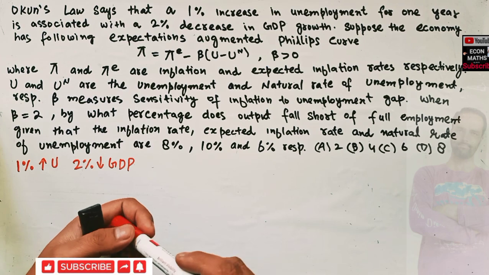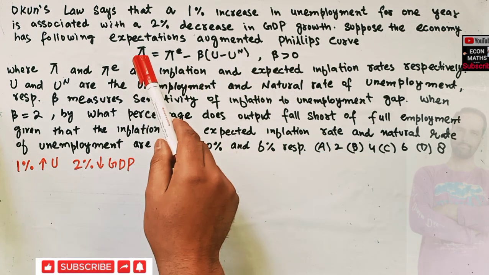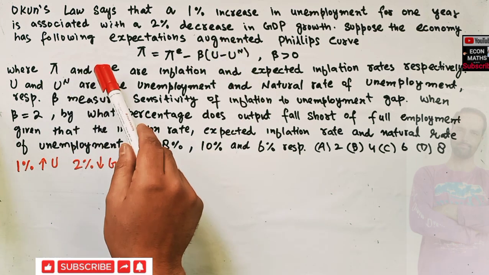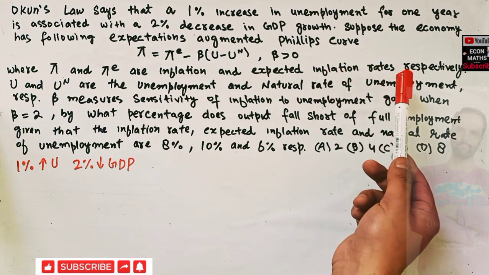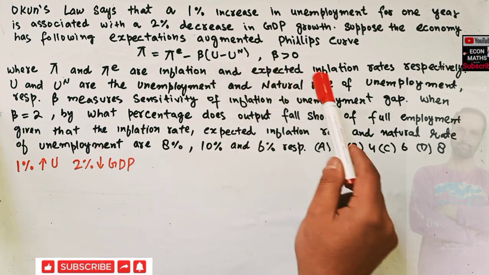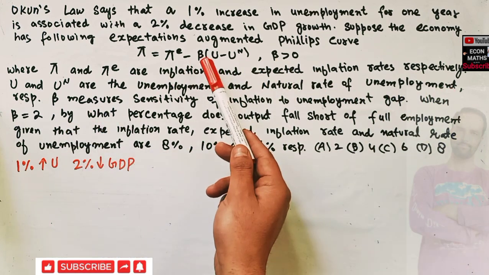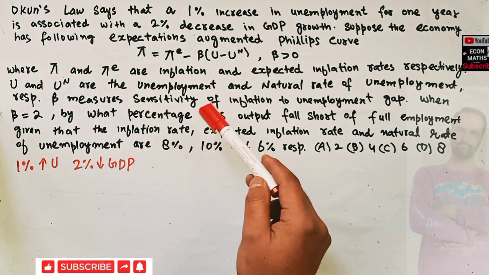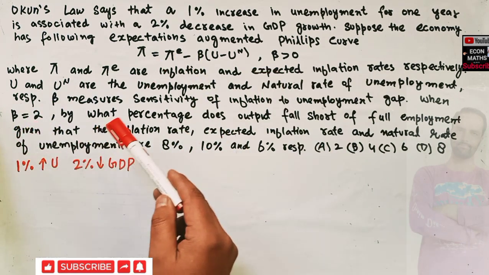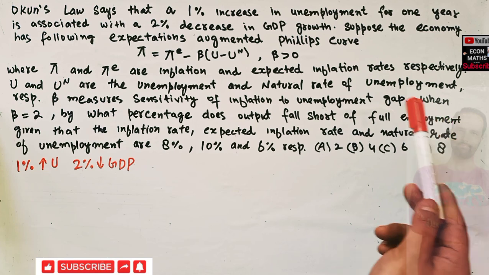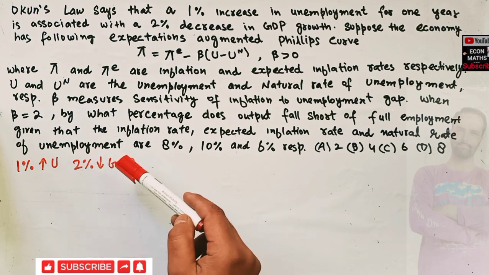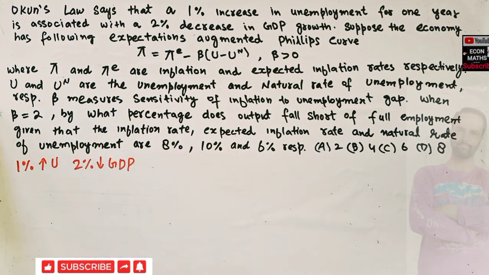Suppose the economy has the following expectations augmented Phillips curve. This expectations augmented Phillips curve is given by pi is equal to pi e minus beta times u minus un, where pi and pi e are the inflation and expected inflation rate respectively, u and un are the unemployment and natural rate of unemployment respectively. This beta measures the sensitivity of inflation to unemployment gap. When the value of beta is given as 2, by what percent does output fall short of full employment, given that the inflation rate, expected inflation rate and natural rate of unemployment are 8%, 10% and 6% respectively.